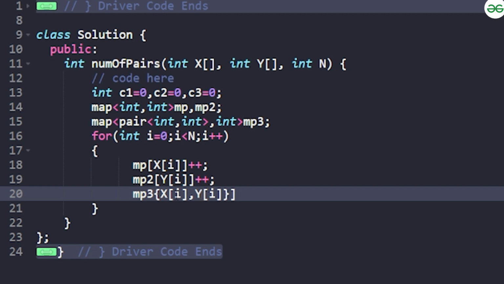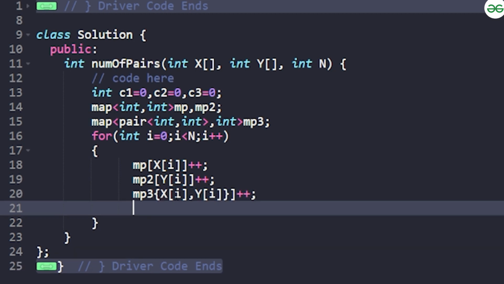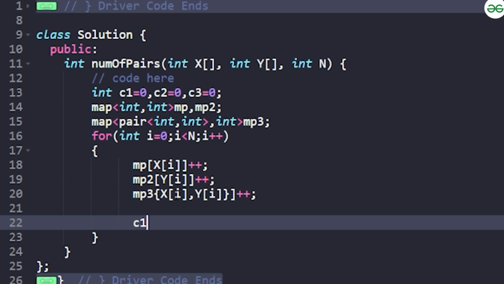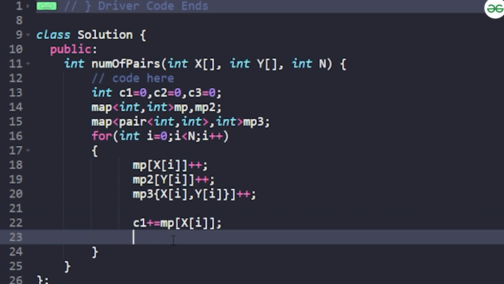Now once this part is done, you will update your counter 1, and now you will update the total number of pairs that you can have. So as I said, you will be counting it. So counter 1 plus-equals map of x of i, counting the number of pairs that have the same x-axis. Then counter 2 plus-equals map 2 of y of i, that is counting the number of pairs having the same y-axis, right?